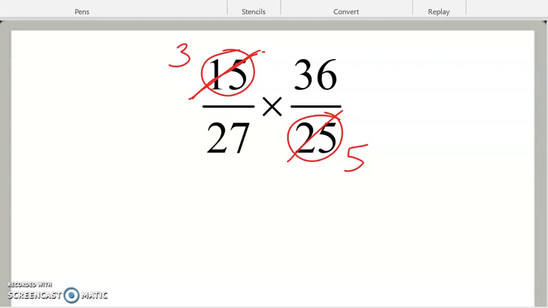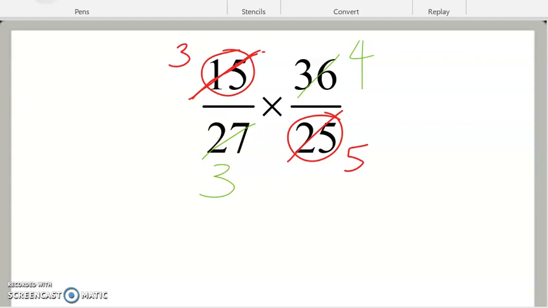Now I'm also going to look if anything can cancel vertically and diagonally. If I keep looking diagonally, I'll see that there's a common factor of 27 and 36. The biggest number that will go into 27 and 36 is 9. So 9 will go into 36 4 times, and 9 will go into 27 3 times.